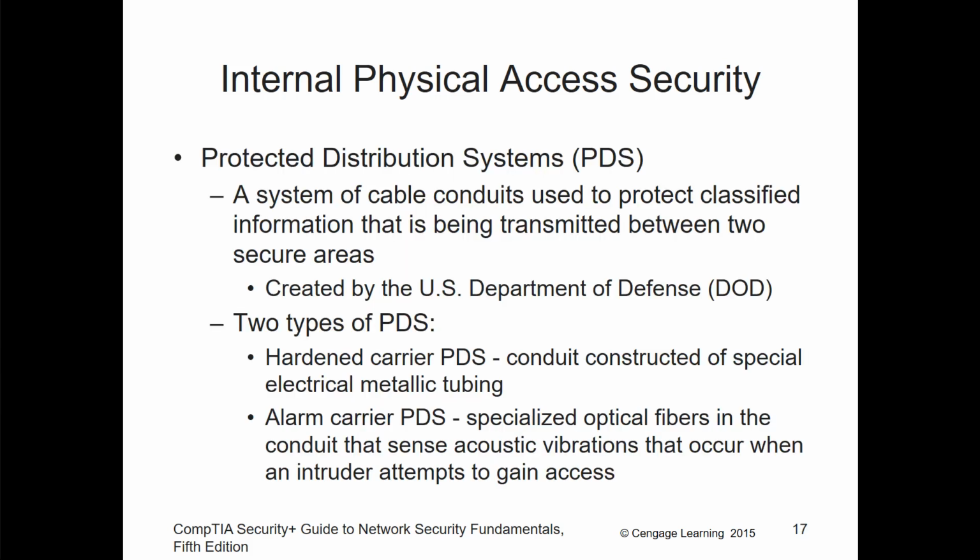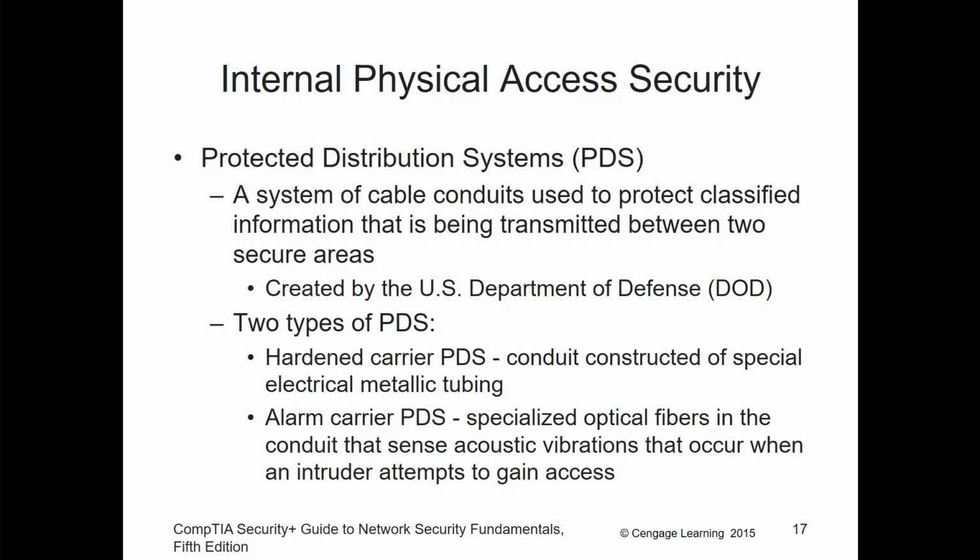Next, we're going to go on about physical security of cabling systems. So a protected distribution system. It's a system of cable conduits used to protect classified information that is being transmitted between 2 secured areas. Created by the DoD, there are 2 types of PDSs. Hardened carriers and alarm carriers.